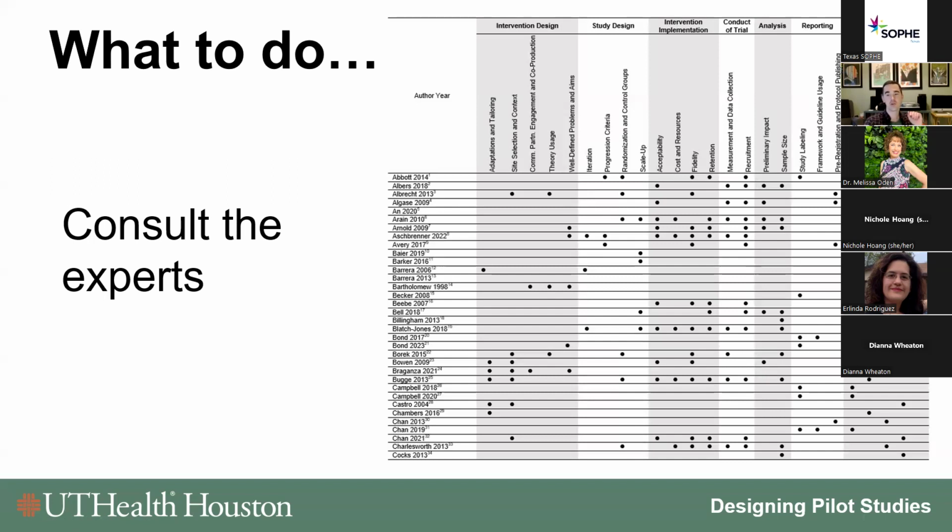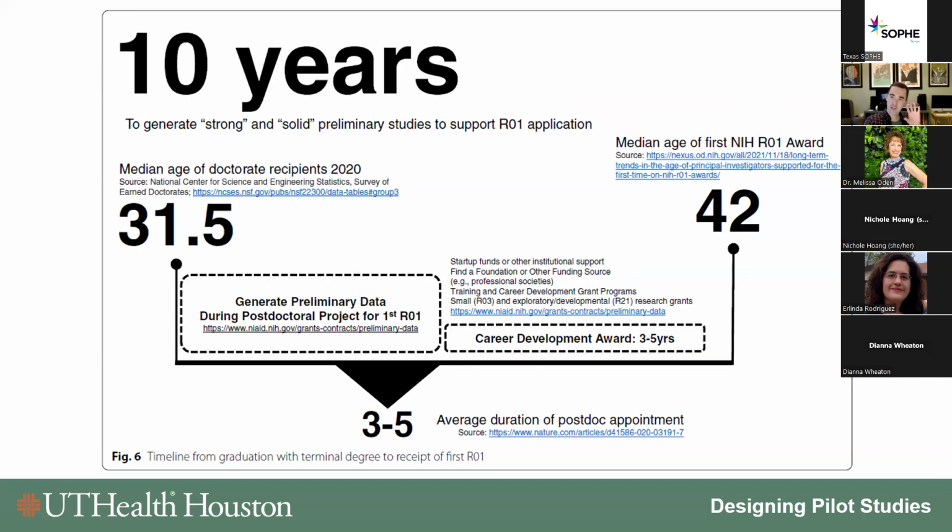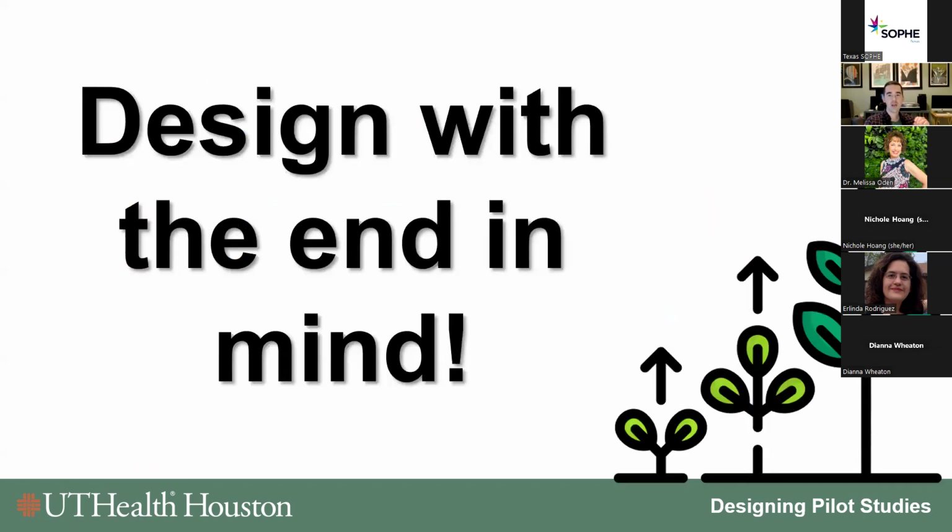So use this tool as a way to identify further publications that you might want to use. And the final two thoughts are, it takes a long time to get preliminary evidence. It takes typically about 10 years from getting a PhD, or whatever your terminal degree is, to get that large scale funding. So be patient. And like we always say in the pilot study field, please design with the end in mind, because that'll help you have a successful scaled up intervention or program.